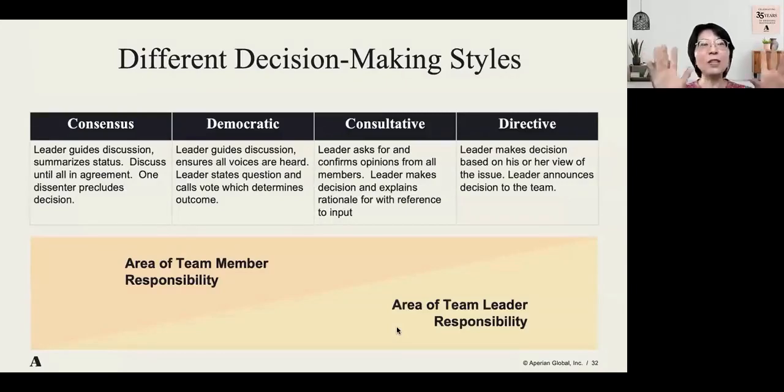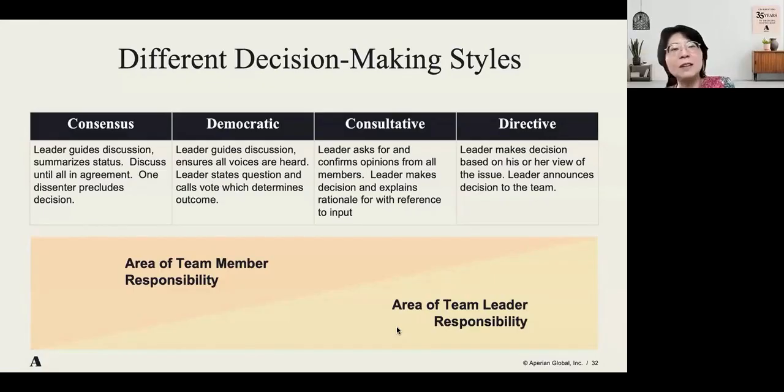So first, we need to know, and the leaders and decision makers need to know, that there are different decision-making styles: consensus, democratic, consultative, directive, depending on how much responsibility team members have. Like consensus, you have to get agreement from everybody, and one dissent blocks the decision. So team members have lots of responsibility in the decision making here.